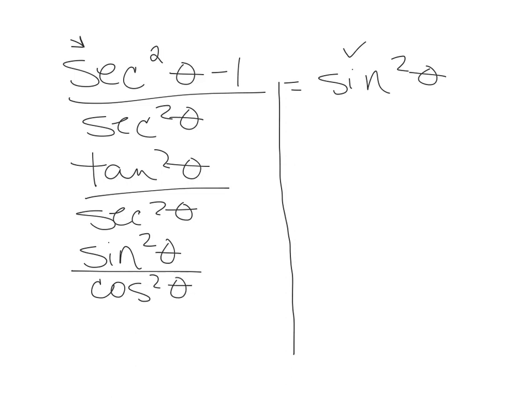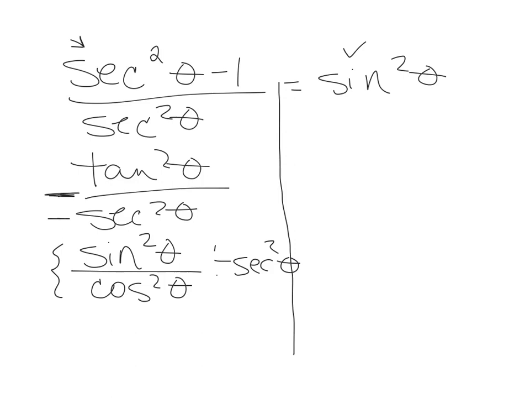So basically, if you had tangent 4 theta, that would be the same thing as sine 4 theta over cosine 4 theta. Tangent squared is the same as sine squared over cosine squared. So that carries over, and those identities carry. So this is tangent squared divided by secant squared. So this is sine squared theta over cosine squared divided by secant squared.